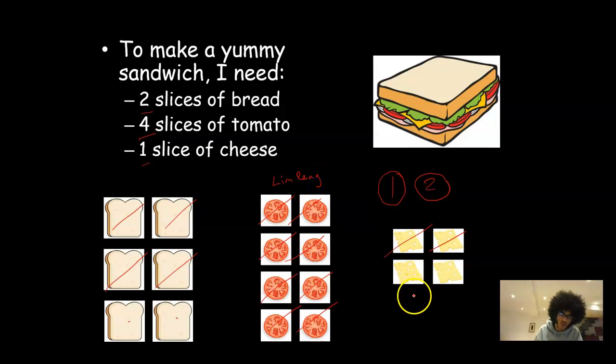However, your cheese, you've got some left over here. So this is in excess. And your bread, you've got some left over. So this is also in excess. And that's basically the idea of excess and limiting reagent. Now, the exact same idea is applied in chemistry.